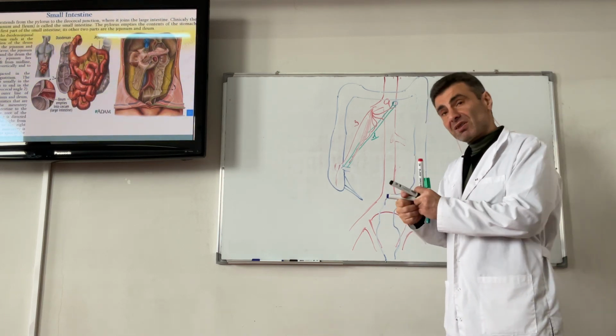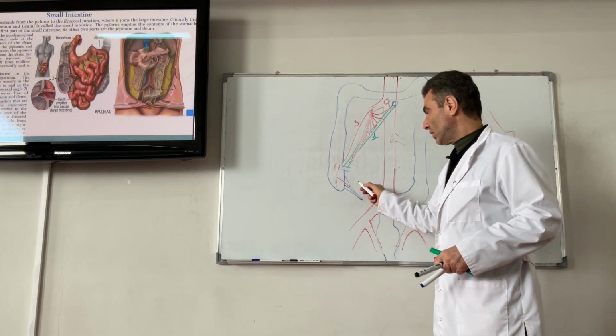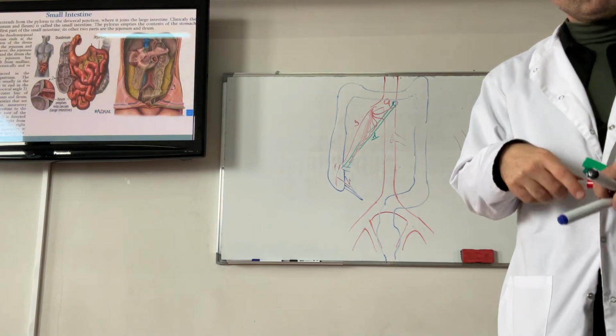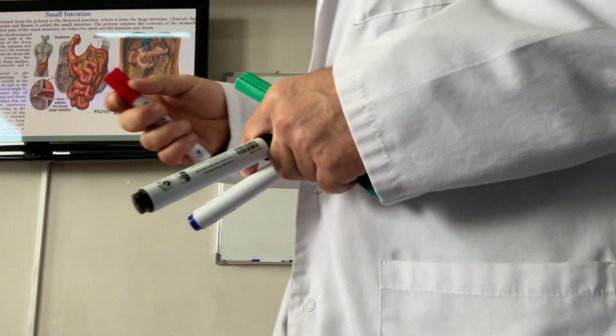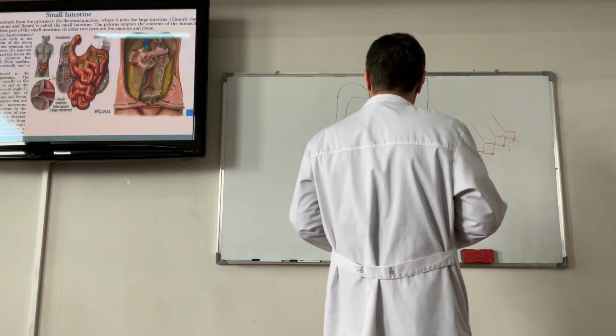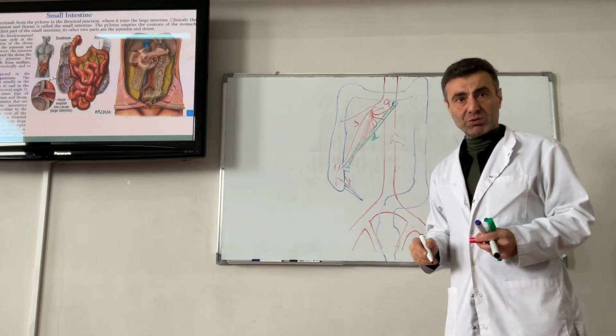And moreover, artery 3 gives a branch into the mesentery of the appendix. In our picture, artery 4, which we call appendicular. You know, in abdominal surgery, this is one of the most important arteries because appendectomy is one of the most usual surgeries. And if you want to remove the appendix, you should ligate this artery number 4. Not artery 3, but artery 4, inside the mesentery of the appendix.